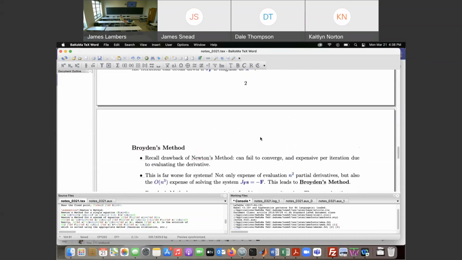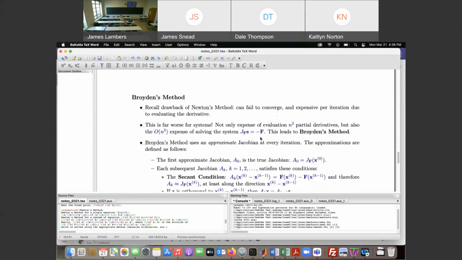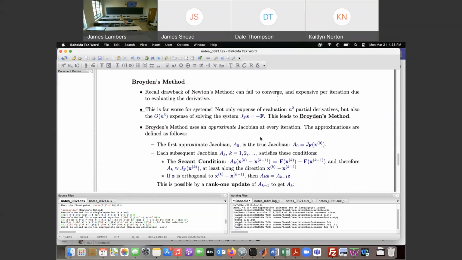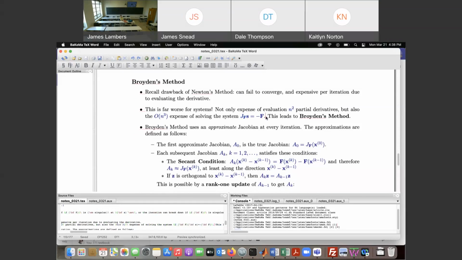Okay. Now, as I mentioned, we already know from the single variable case that Newton's method is not reliable. Also, each iteration is expensive because you have to evaluate f and a derivative. But as I just mentioned a little while ago, when you're solving systems, the problem is even worse. You have a lot of expense involved in solving this system of equations to get your step that takes you from xk to xk plus 1.